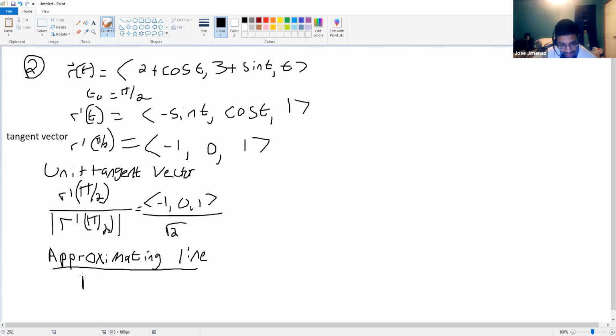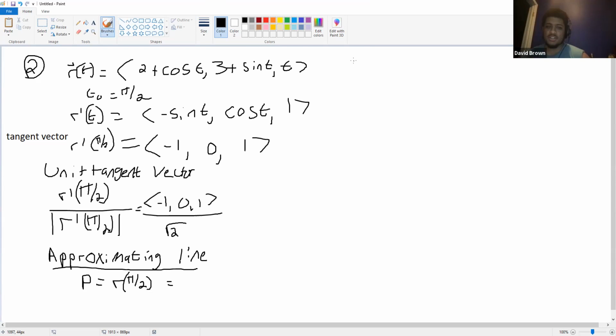All right, so now we know we're going to have a specific point. The point we're going to take is r of pi over 2. And I stress that as much as possible, because what we're going to do is use what function? Let's pick on David. David, what function are we going to use to approximate our line? 2 plus cosine t, and 3 plus sine of t, and t. Yeah, perfect. Good job.